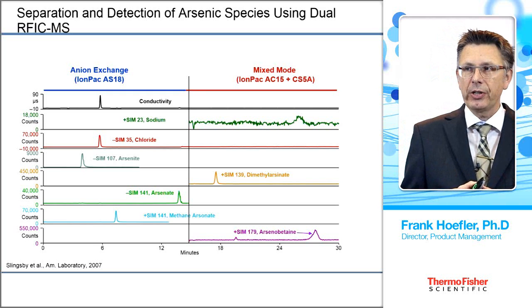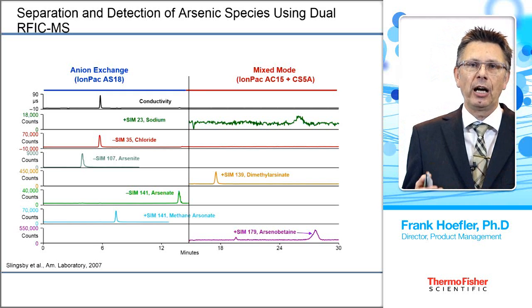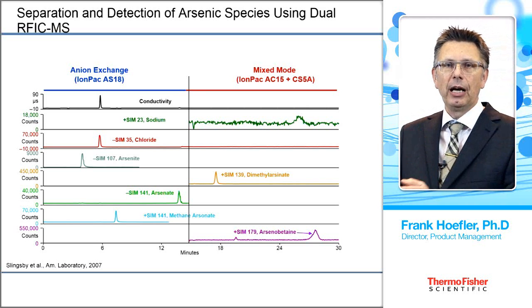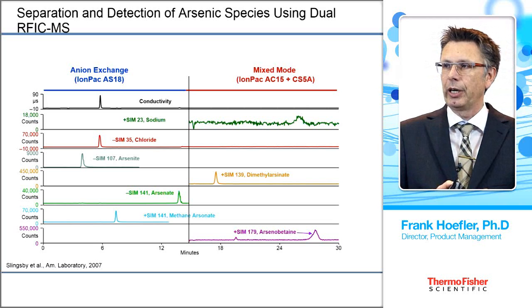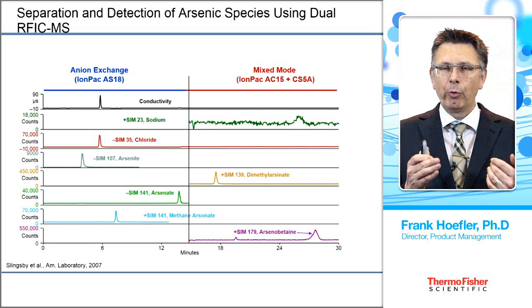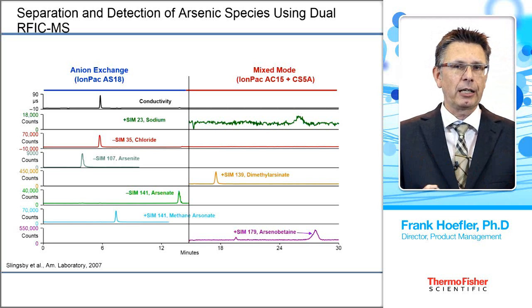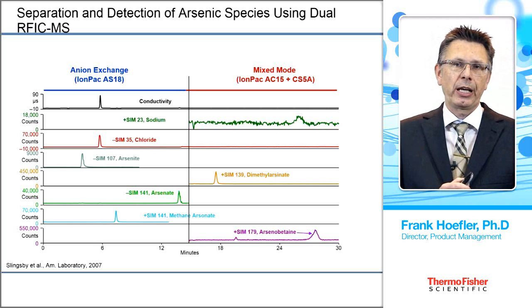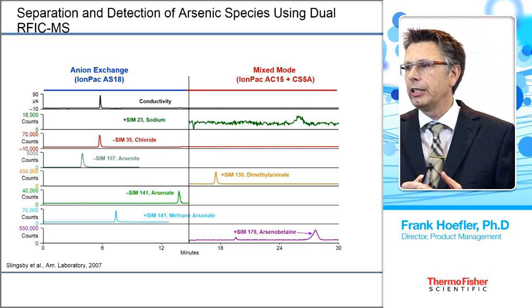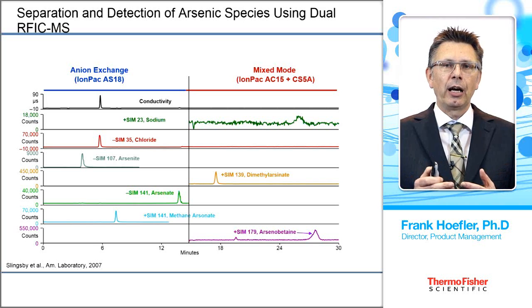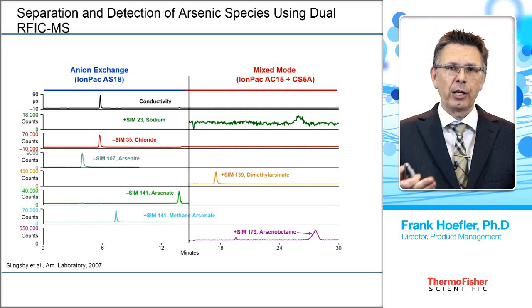What have we used in this example? We have utilized a dual channel IC system, equipped with an anion separator column on one channel and a cation separator column, a mixed mode column in this case, on the second channel. We have worked out the method so that first the anionic species elute and are detected with a mass spec, and afterwards the cationic species. So the total runtime for this example is about 30 minutes, and we are able to analyze all inorganic as well as organic arsenic species.